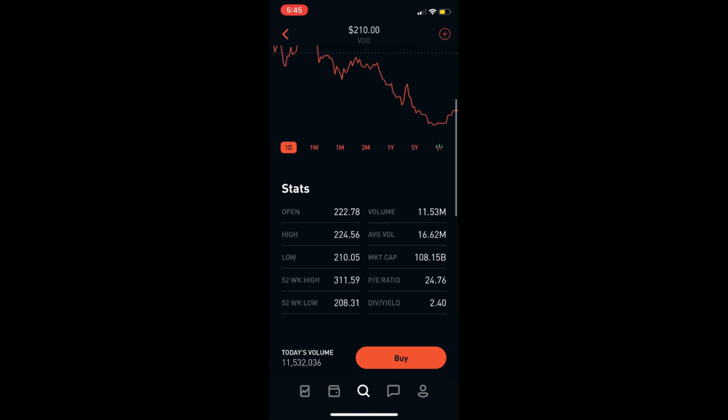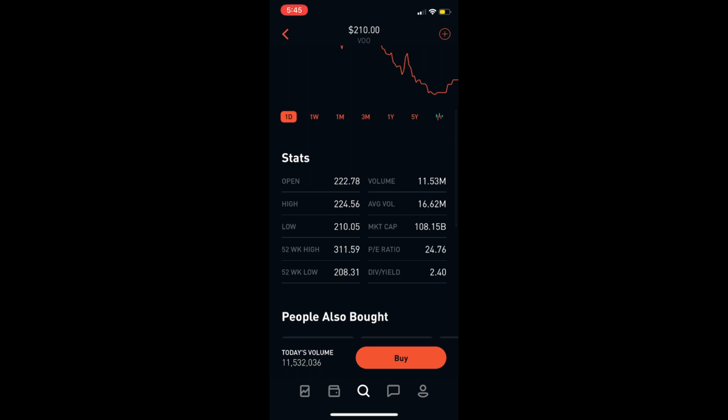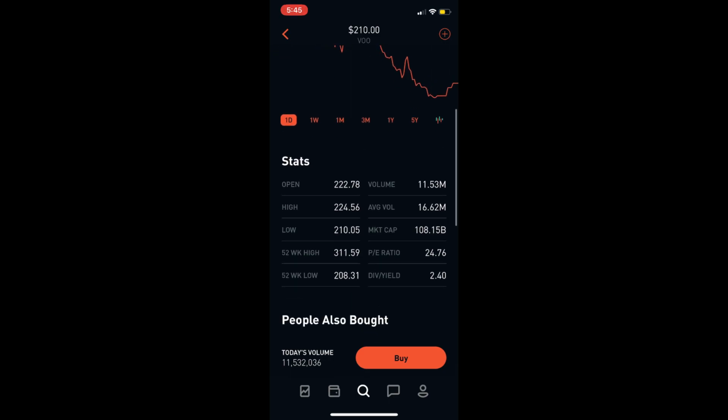And if we look at the market cap for VOO, we can see that they have a market cap of 108 billion, which is much less than the Microsoft market cap of 1.09 trillion. And the PE ratio is pretty similar at 24, which is pretty fair valued. And then they also have a dividend yield of 2.4, which is extremely attractive.